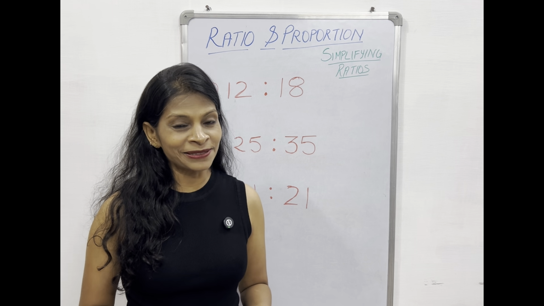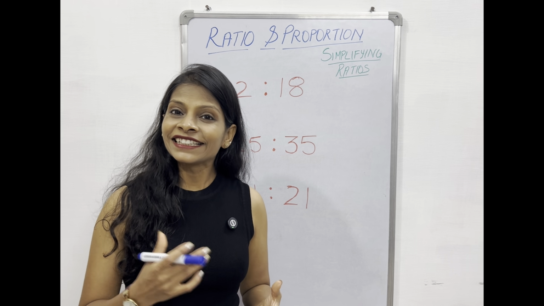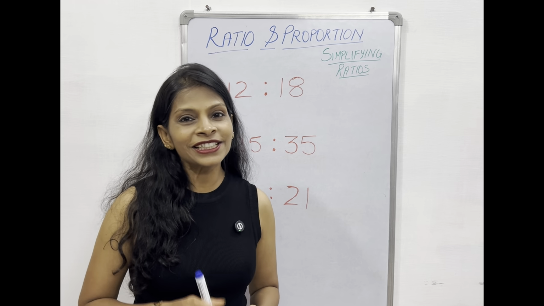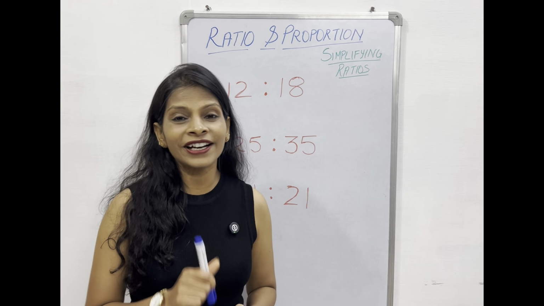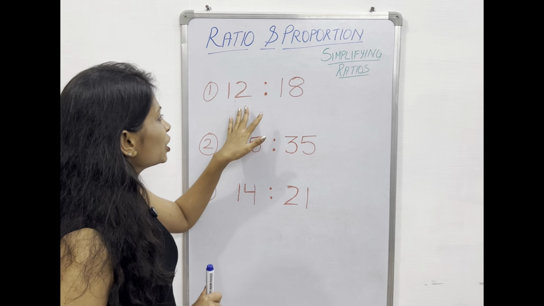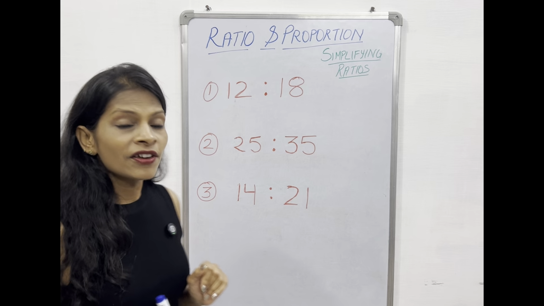Most of the school assessments and examinations require students to mention their answers in the most simplified manner. Hi everyone, in today's video we will learn how to simplify a ratio. I have taken 3 examples here: 12 to 18, 25 to 35, 14 to 21.